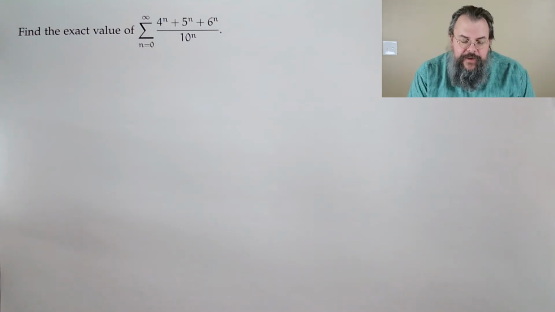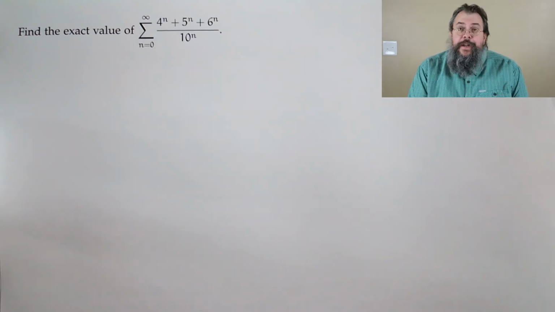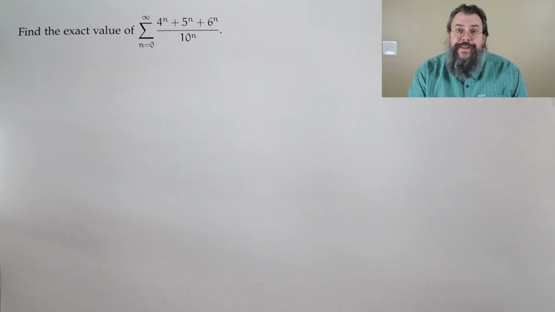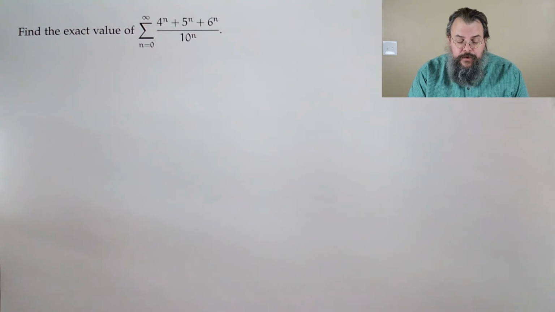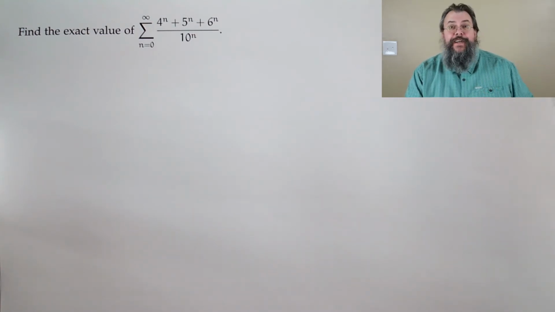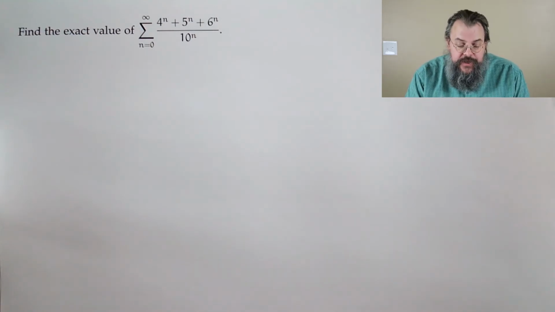Find the exact value of the sum, n equals 0 to infinity, of (4 to the n plus 5 to the n plus 6 to the n) over 10 to the n. And what do you do here? And what's the right procedure to make progress going forward?